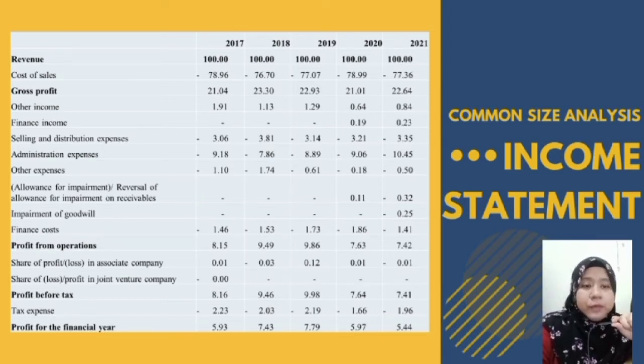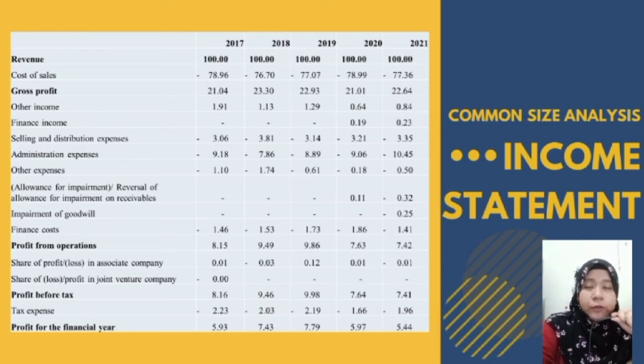However, it decreased to 3.14% in 2019 and continues to increase again in the following years 2020 and 2021. Furthermore, the finance cost of the company has increased steadily from 2017 until 2020. However, the percentage has slightly decreased to 1.41% in 2021. Meanwhile, the profit before tax increased steadily in years 2017 to 2019. However, it decreased to 7.64% in year 2020 and 7.41% in 2021.